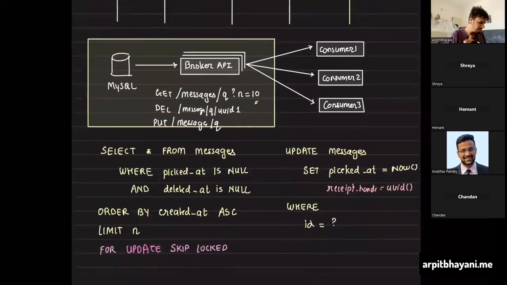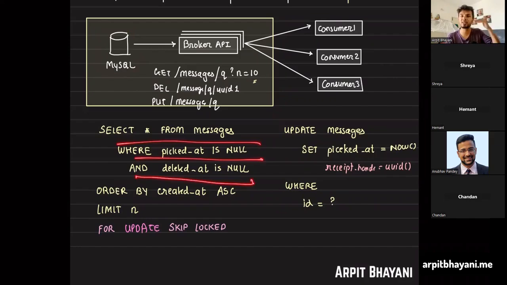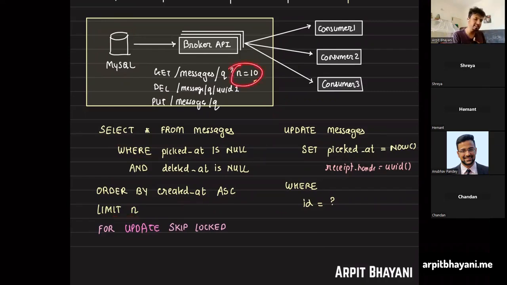And now there are a few things that you need to think about when you're thinking broker. First, when multiple people are reading from the same queue, because our queue is backed by relational storage, we would fire queries like this: select star from messages where picked_at is null and deleted is null. So a message that is not picked by any consumer, not deleted by any consumer, order by created_at, because we want FIFO, limit n, because I want to read n messages at a time, maximum set to 10 or 15, whatever. For update, skip locked.